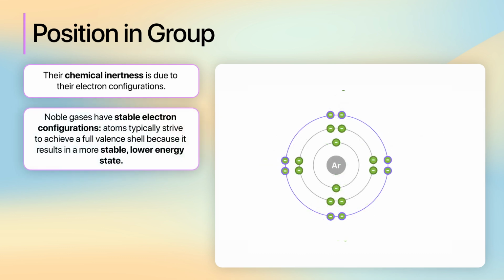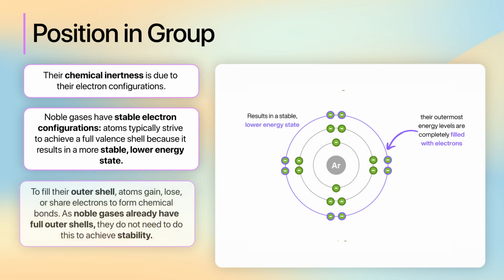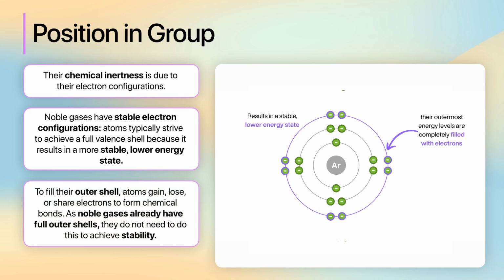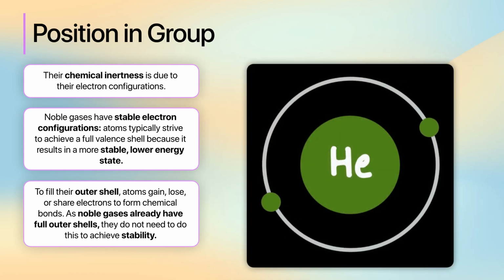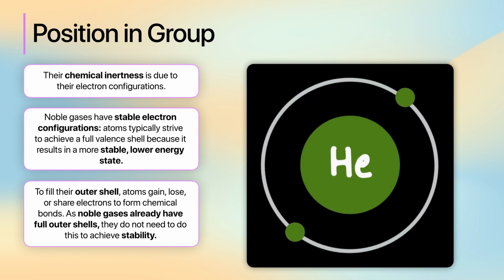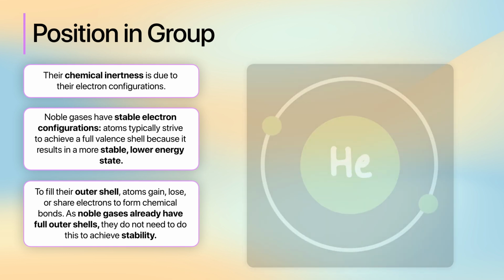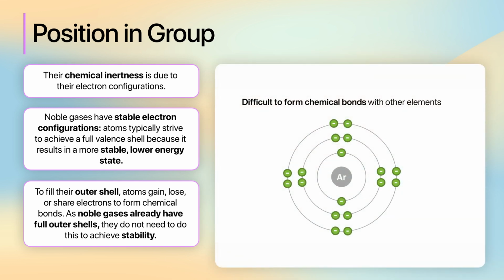Firstly, these noble gases have stable electron configurations. Atoms typically strive to achieve a full valence shell because it results in a more stable, lower energy state. For an atom to fill its outer shell, it might gain, lose, or share electrons when forming chemical bonds. However, since the noble gases already have full outer shells, they do not need to engage in such behavior to achieve stability.